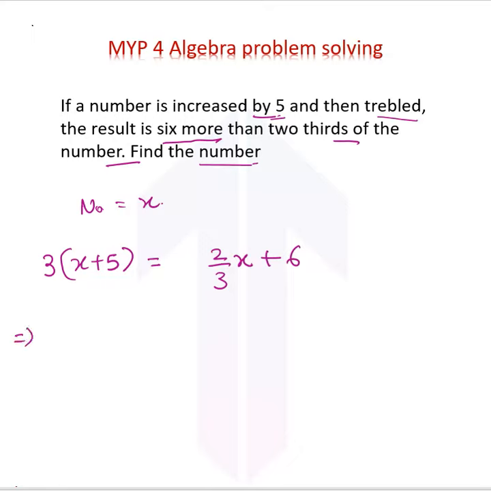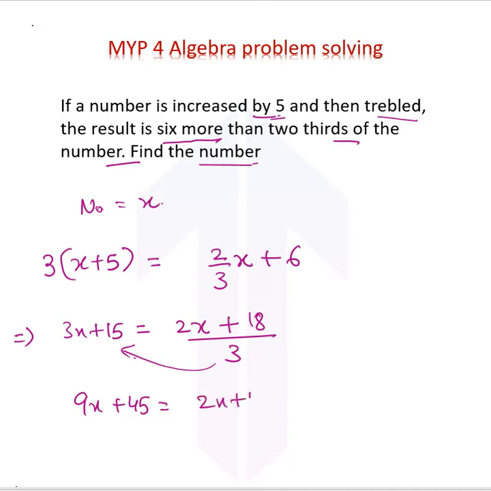Now we'll quickly solve it. We get 3x plus 15 is equal to 2/3 of x, so I have to take 3 as the LCM, so it becomes 2x plus 3 times 6 is 18 upon 3. And now we take 3 to the other side. We get 9x plus 45 is equal to 2x plus 18.